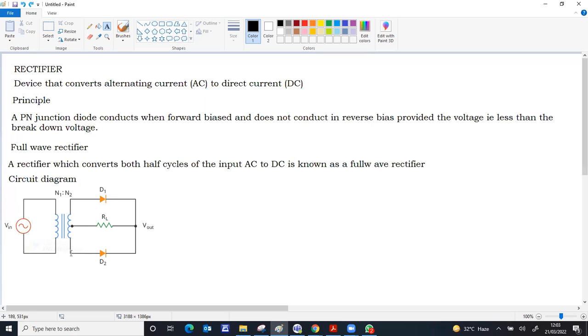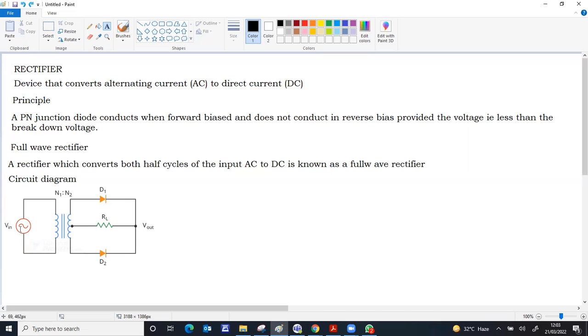The top and bottom end terminals are connected to the P regions of two diodes, and the center tap is connected to the load resistor. All three are together connected to one particular point, the end regions of both the diodes and the load resistor. The number of turns of the secondary actually has to be less compared to the primary because it's a step down transformer.